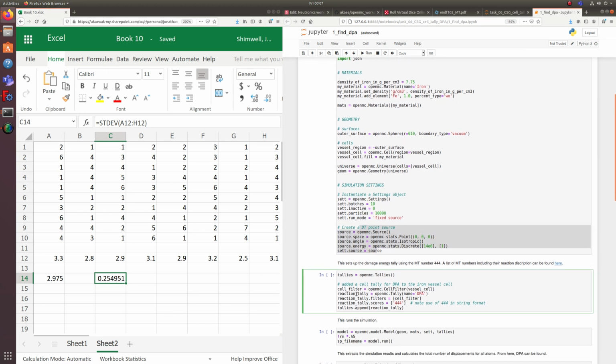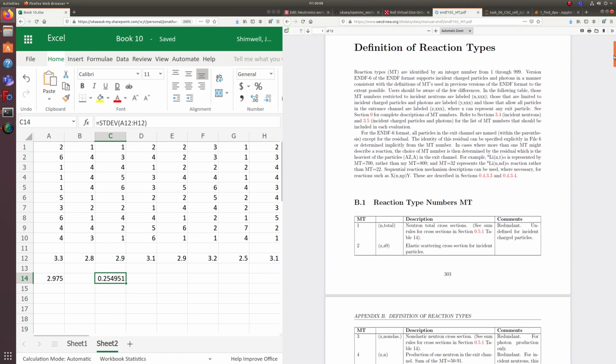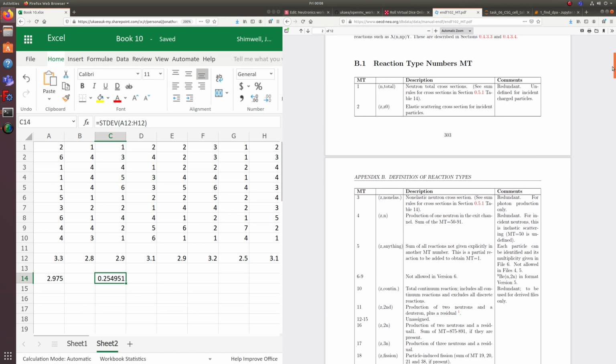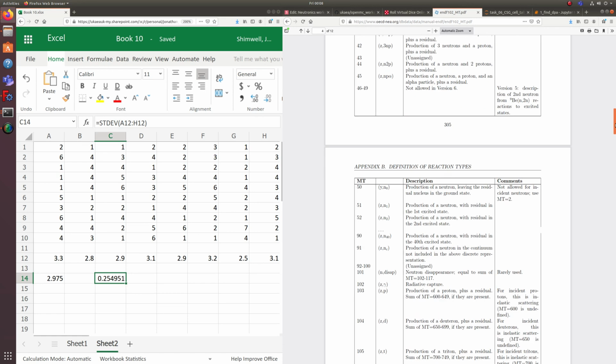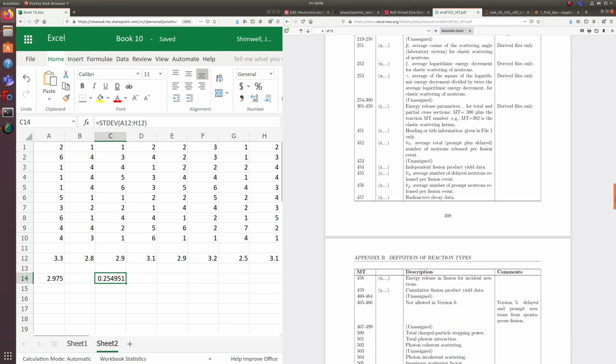Tallies. So a tally is telling the neutronics code what to record. In this case, we're telling it to score 444, which is a particular MT number. You can find all the MT numbers in this OECD Handbook of MT Numbers. And if we go all the way down to MT444, we'll find that it is not in there, but it is DPA. You can believe me on this one.